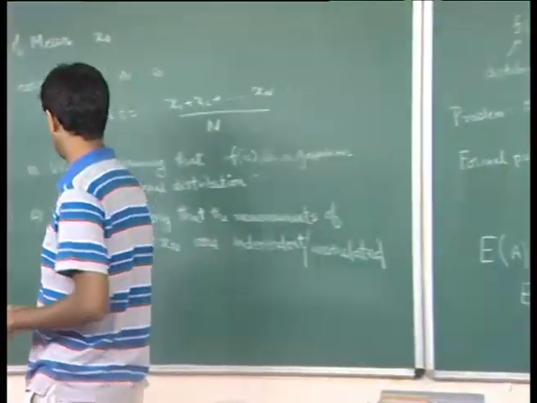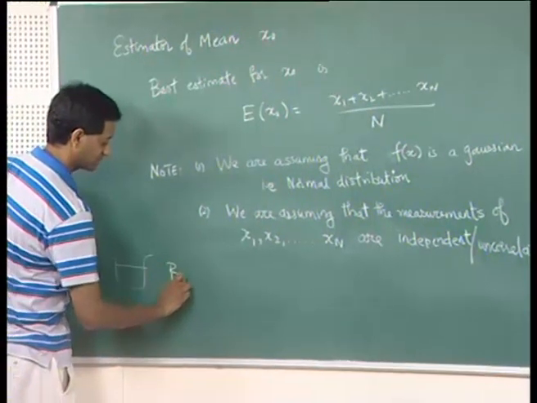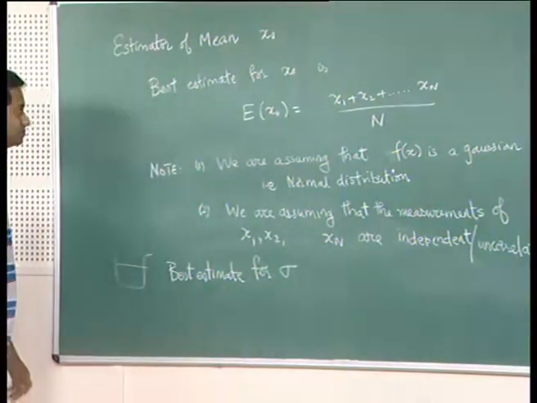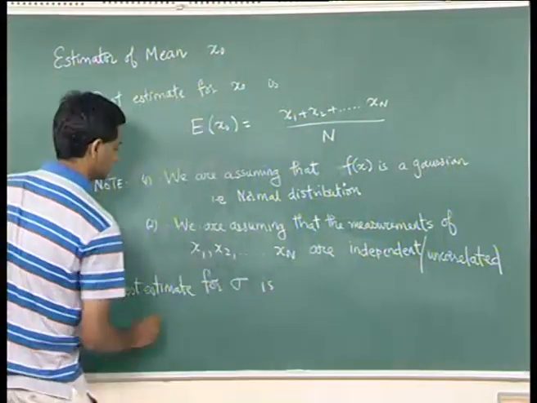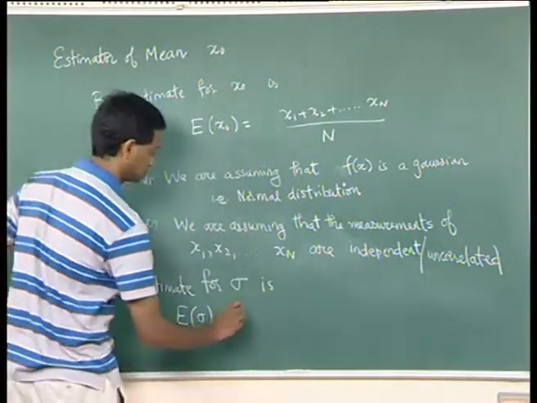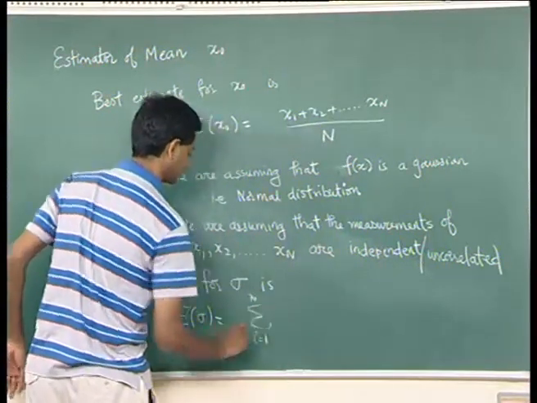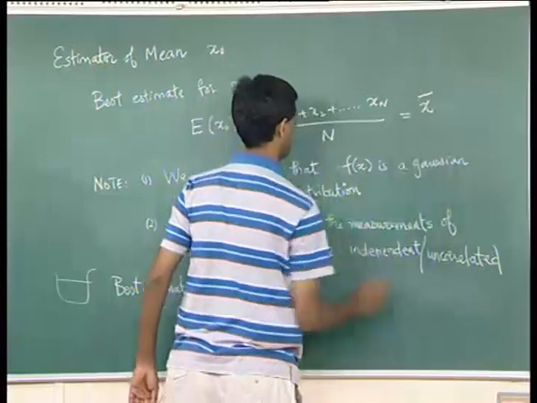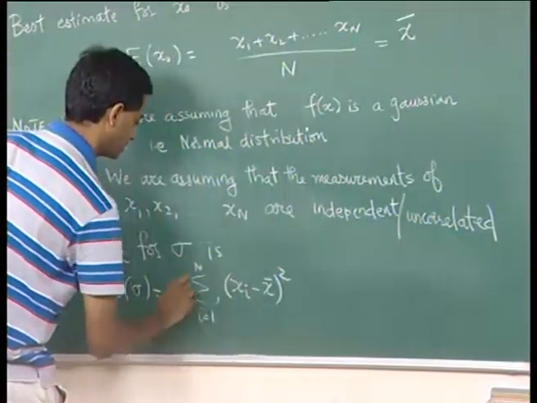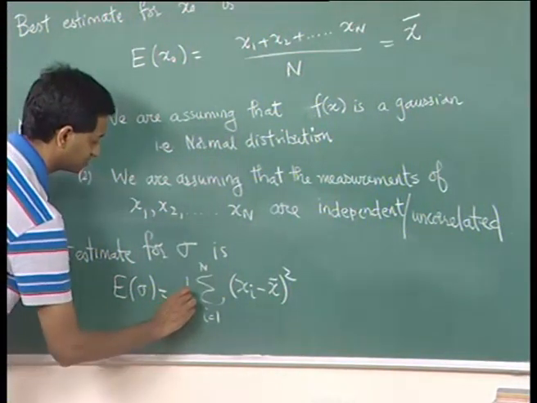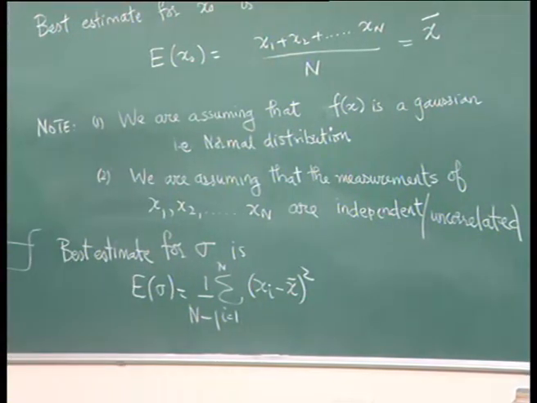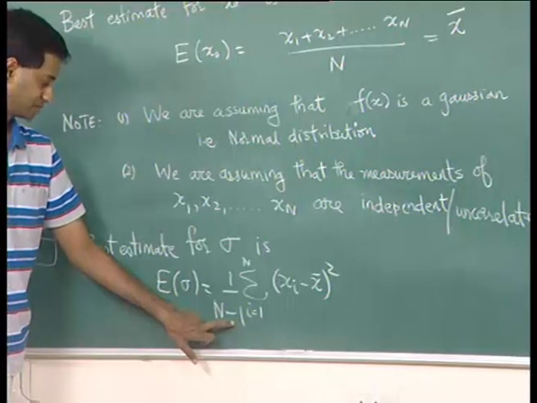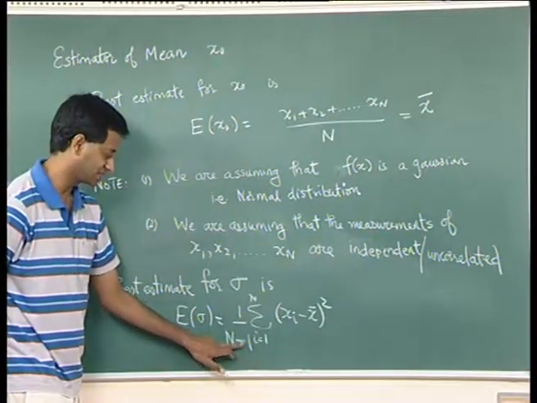Next we want the best estimate for sigma. The estimator of sigma is equal to the sum over i equal to 1 to n of (xi minus x bar) squared, where I'll call the average x bar, and I'll divide this by n minus 1. So this is something that you have seen before. So the best estimator for sigma is the sum of (xi minus x bar) squared divided by n minus 1. And you should pay attention to the fact that it is n minus 1 and not n.